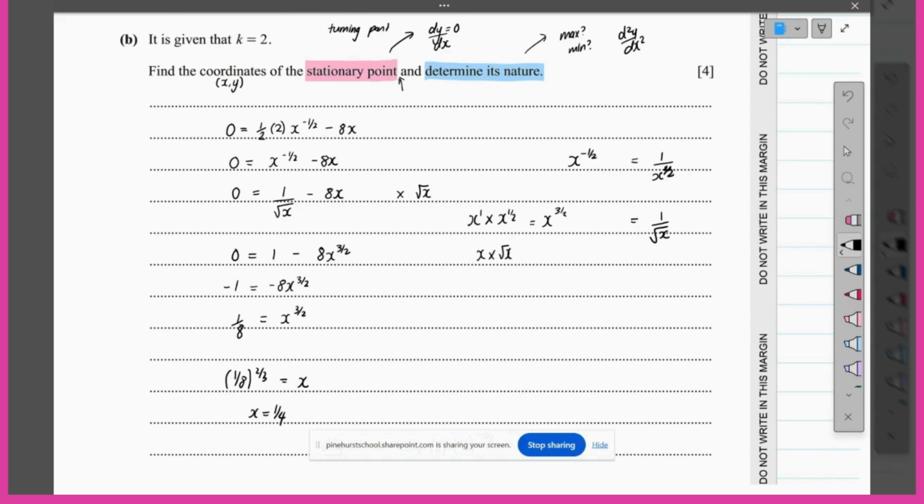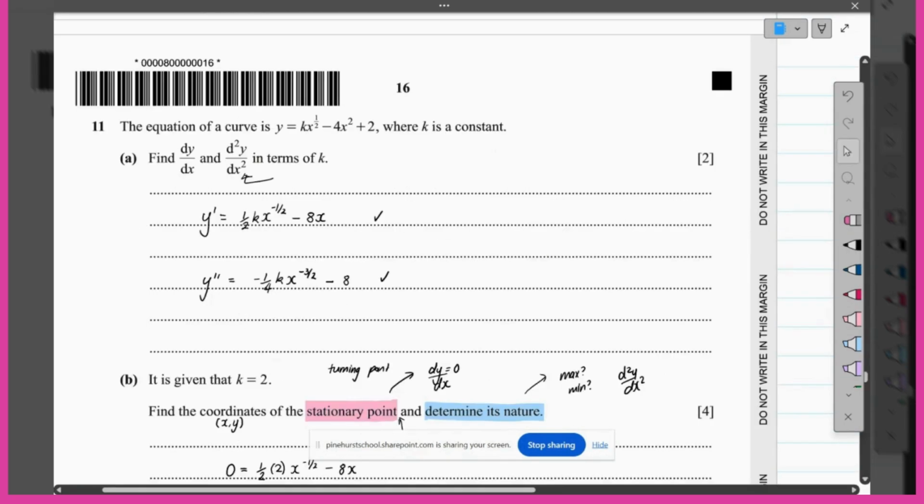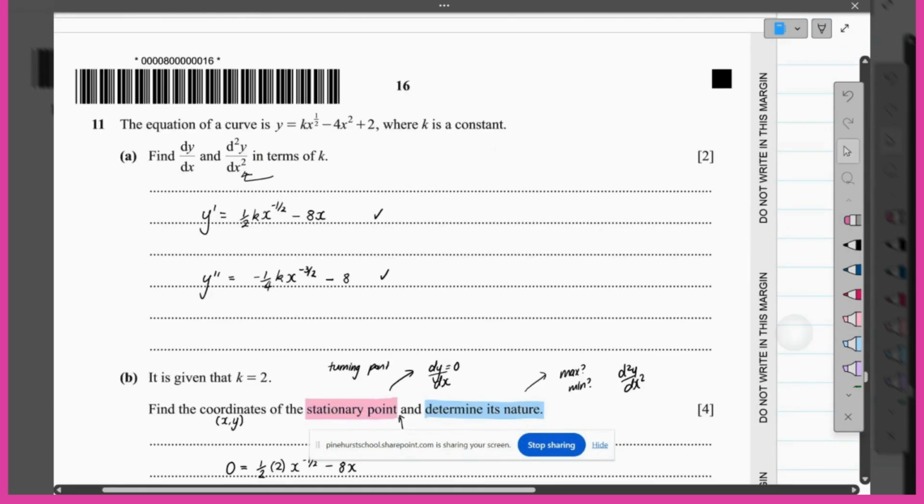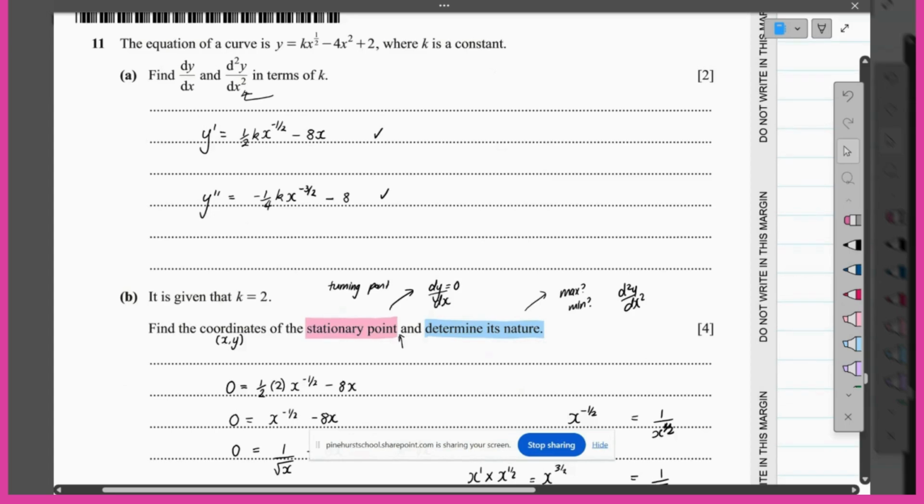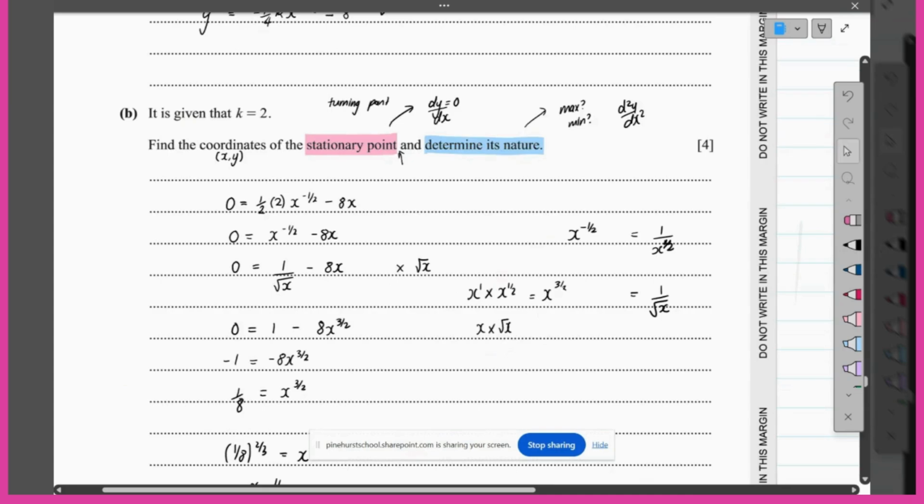Cool, we know x. That's really helpful. But we need to know y because it said we needed to know the coordinates. So we're going to substitute x equals 1/4 back into the original equation right at the beginning up here. And if we substitute y into that, so into this equation, but we need k to be 2, we'll get 2 3/4.